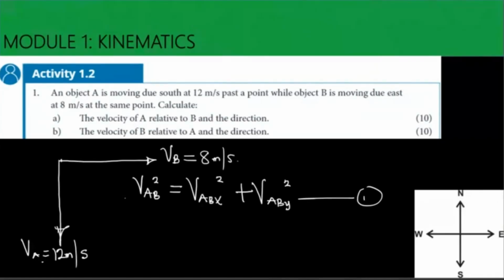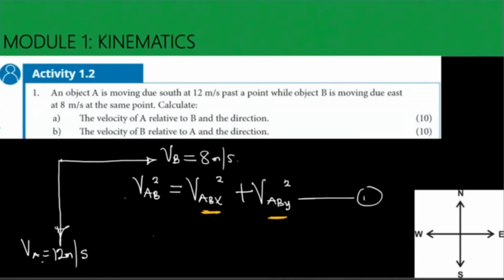So now we need to get these actual velocities here. The velocity of A relative to B in the x direction and the y direction. So how do you get that? Before you write that down, I also want to do a quick analysis here. I'm going to write out, let me write it with another color, the parameters.